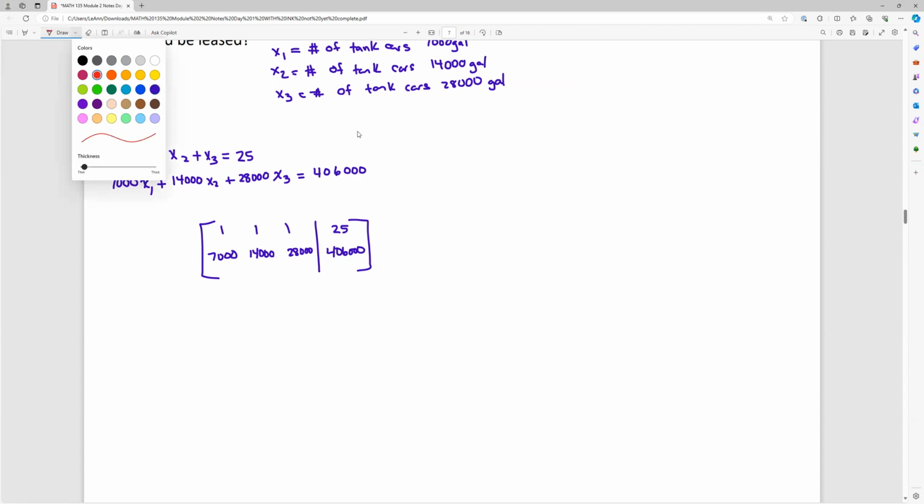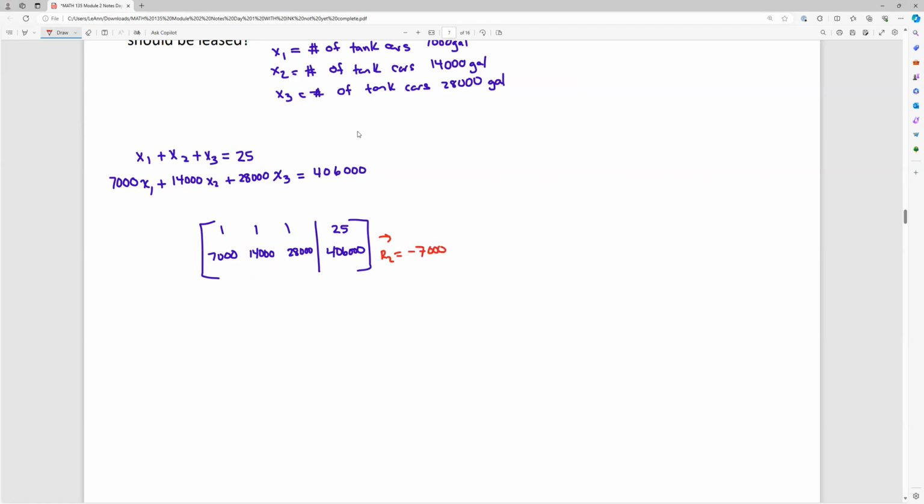Now I already have a 1 here, so I can go ahead and try to clear out the column and get the 0 below it. So our row 2 is going to be negative 7,000 times the row 1 element, which is a 1, plus the row 2 elements. So we're going to have negative 7,000 times 1, negative 7,000 times 1 again, negative 7,000 times 1 again, and negative 7,000 times the 25. So that's all the way across that row.